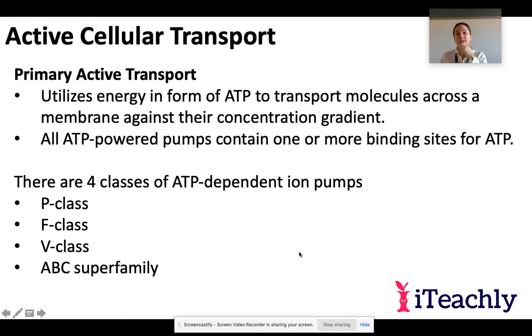Primary active transport utilizes ATP. The ATP pumps contain one or more binding sites where ATP will come and lock in or bind, like a bond is formed to the protein. There are different classes, P, F, V, and then the ABC superfamilies, and they're based on the ion that they need.